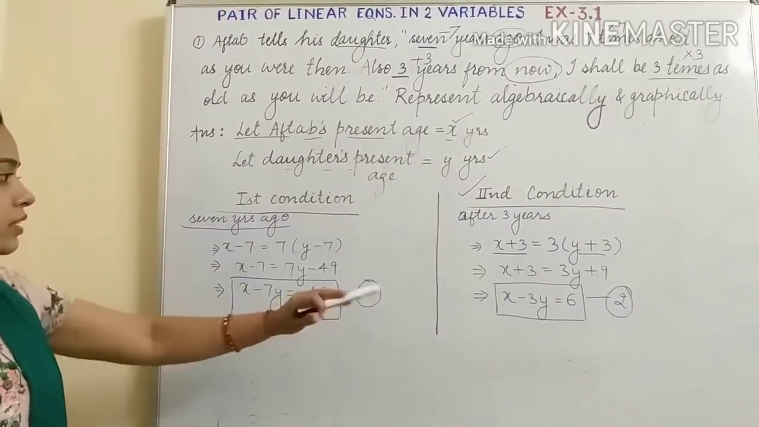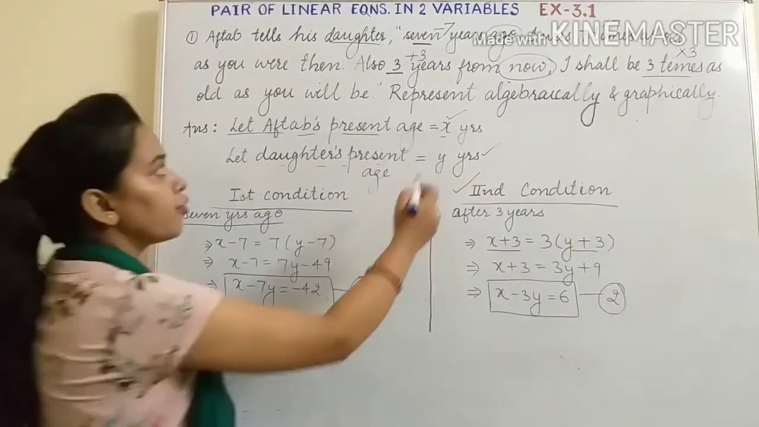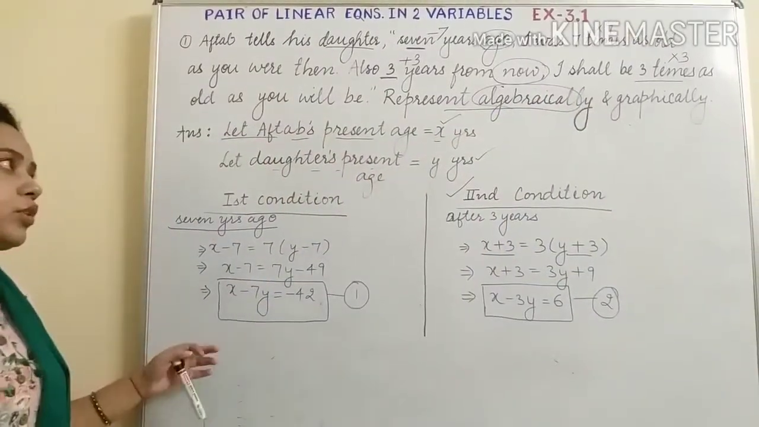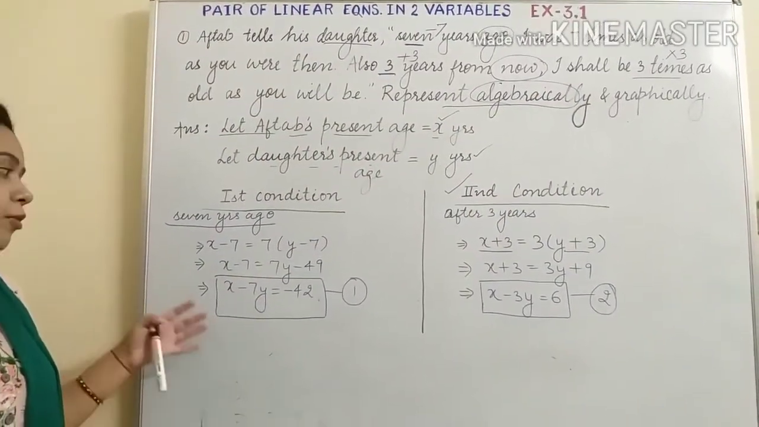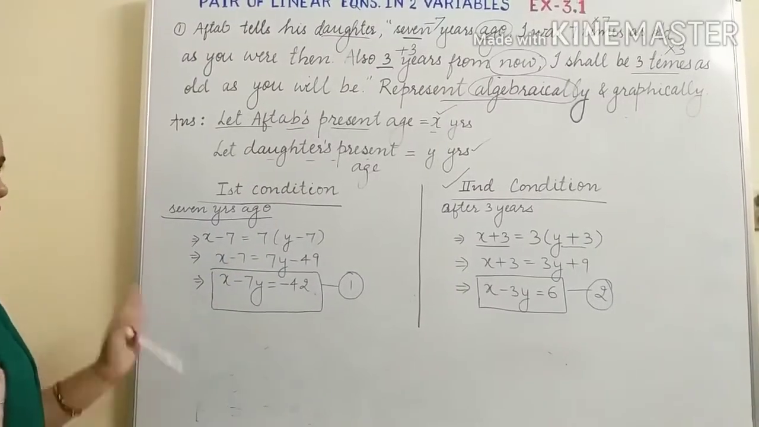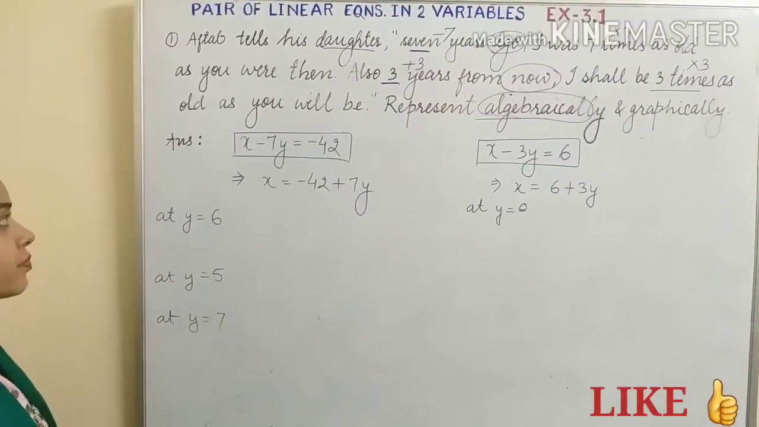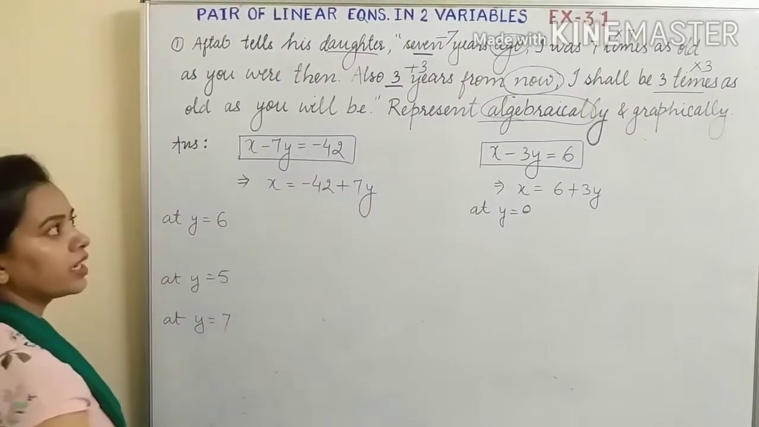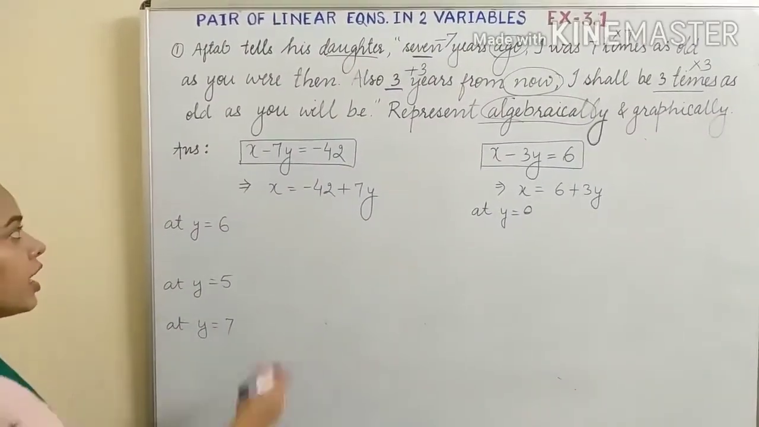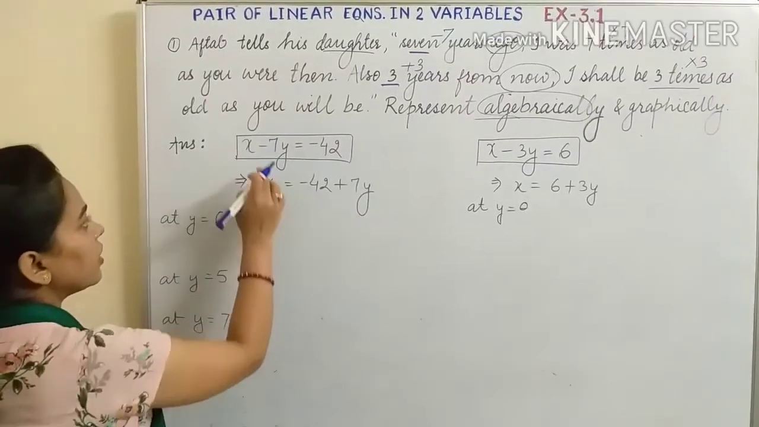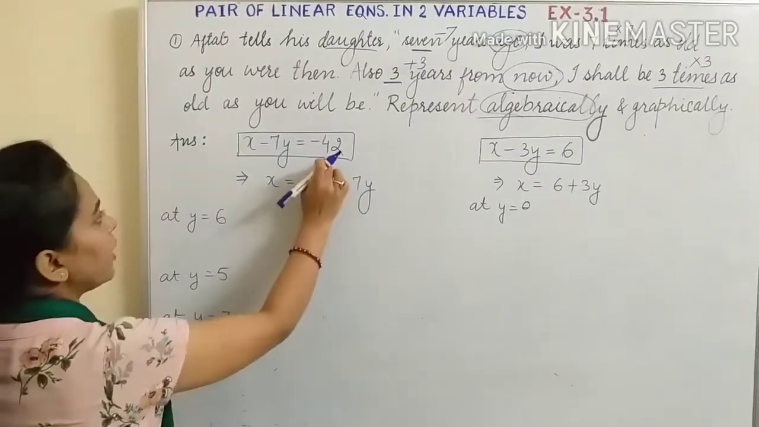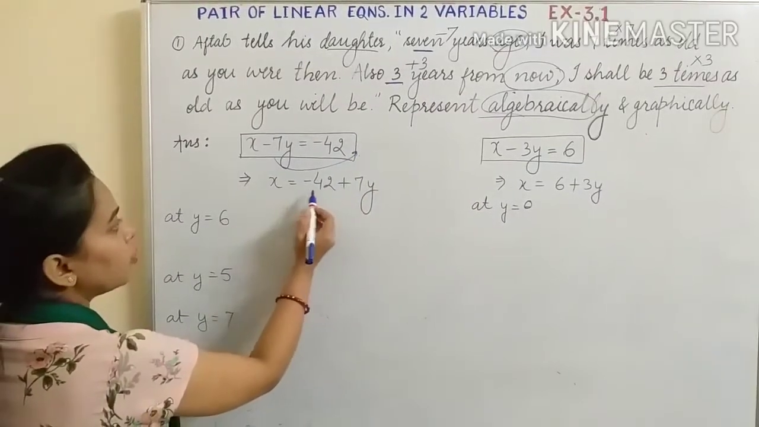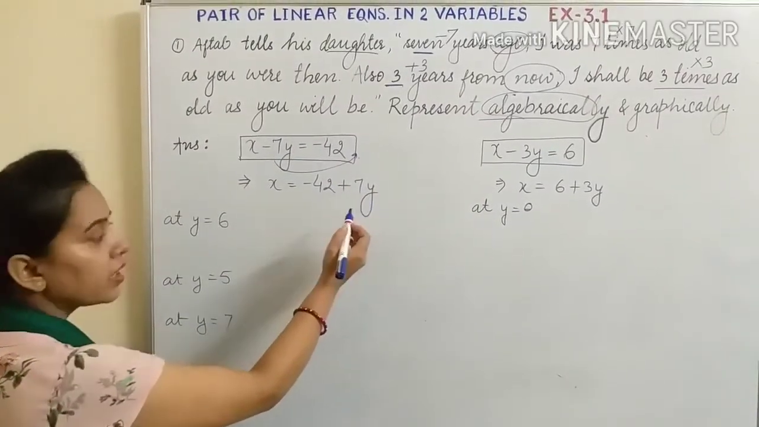So by these two equations we have done the first part of the question, that is to frame the equations algebraically. Now we will plot the graph for these two equations and then it will be finished. These are the equations I have written here which we obtained algebraically. Now we have to solve these equations.